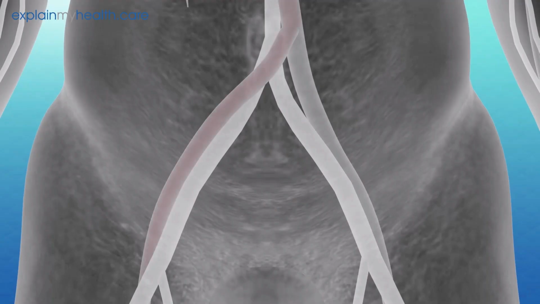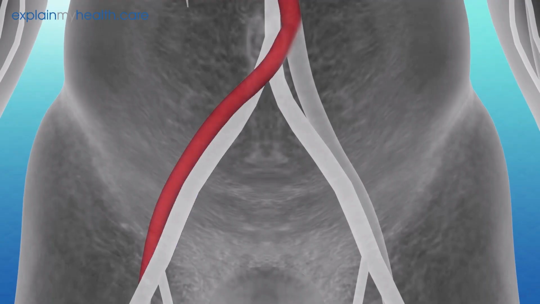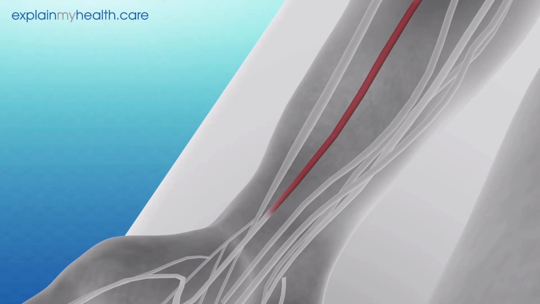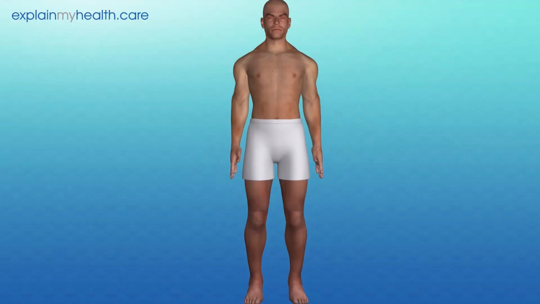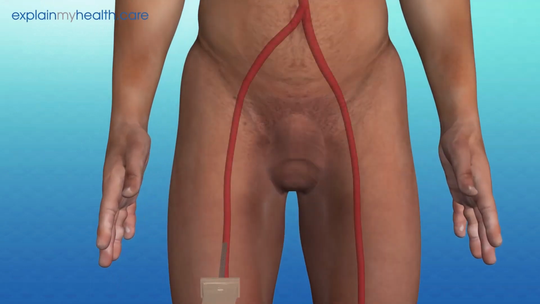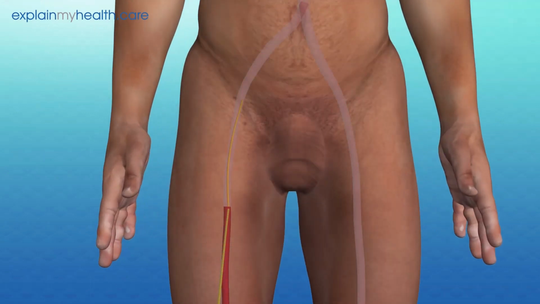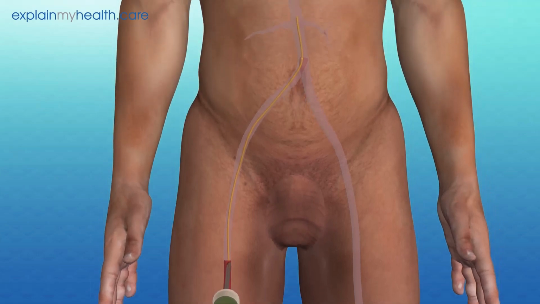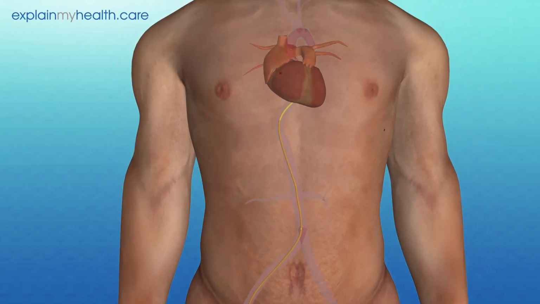A small incision or cut is made over one of your arteries, usually near your groin or wrist. The size and location will vary depending on your personal requirements. A thin, flexible tube, known as a catheter, is inserted into the artery. The catheter is carefully guided to the area that's being examined.